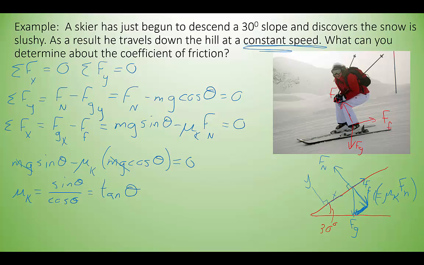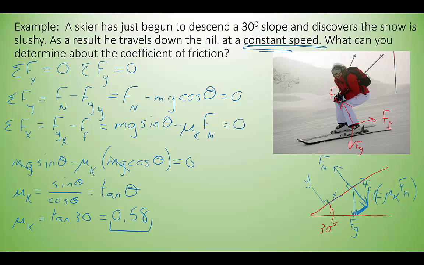So what this tells us is that the coefficient of kinetic friction when the skier is going at a constant speed is only going to be dependent on the tan of the angle. Well, we know that the angle of the hill is 30 degrees, so mu sub k then is tan 30, which is 0.58.